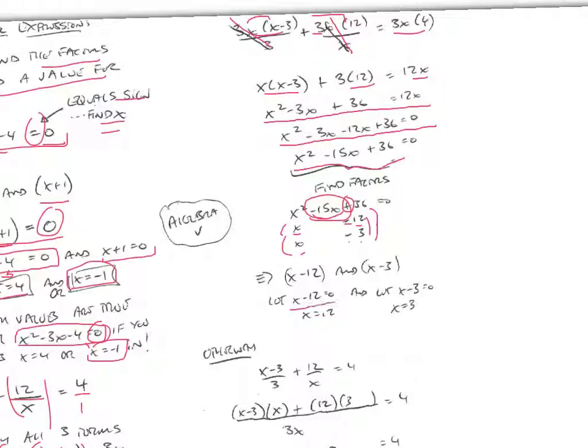So we let x minus 12 equals 0. x must be equal to 12, because we learned and saw how that could happen over there. And let x minus 3 equals 0, x is equal to 3.